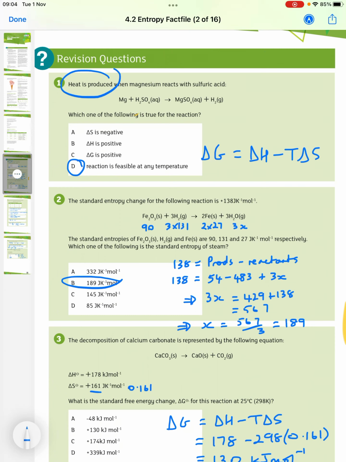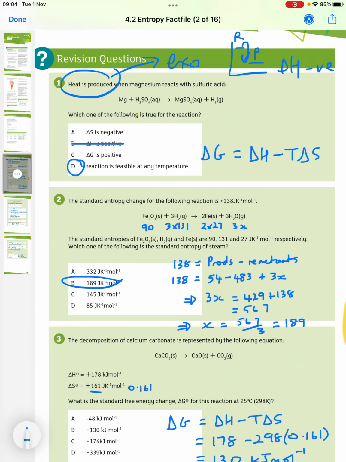So the first thing I've done is I've circled heat is produced. So when we're looking at that, that means that the reaction is exothermic. And if it's exothermic, if you think of your little graph, we've got the reactants are higher than the products, energy being given out. And that means then that delta H is negative. So B there, delta H is positive, is not correct.